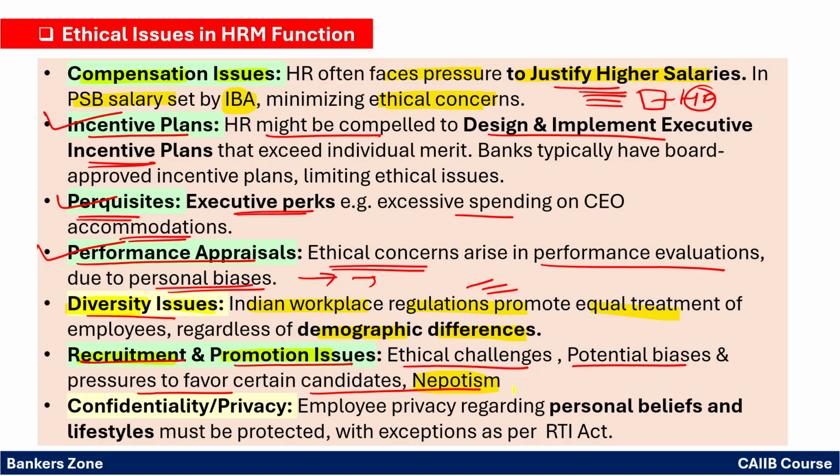What is nepotism? Nepotism means simply, for example, one person is working as a GM, and his son is selected as a probationary officer in the bank. That is what nepotism means, giving preference to own kids. Confidentiality and privacy. See, obviously everybody has their own personal life, right? Their personal belief or personal lifestyle cannot be shared by the HR, right? So if HR is sharing it, that means they are ethically breaking confidentiality or privacy, right? So only if there is a request under the RTI Act, Right to Information, we can show it. These are all part of the ethical issue.